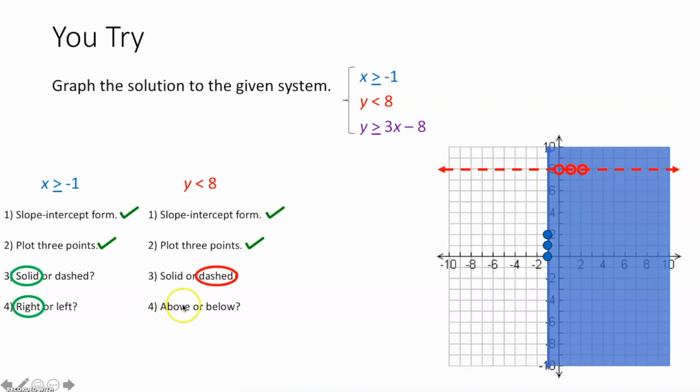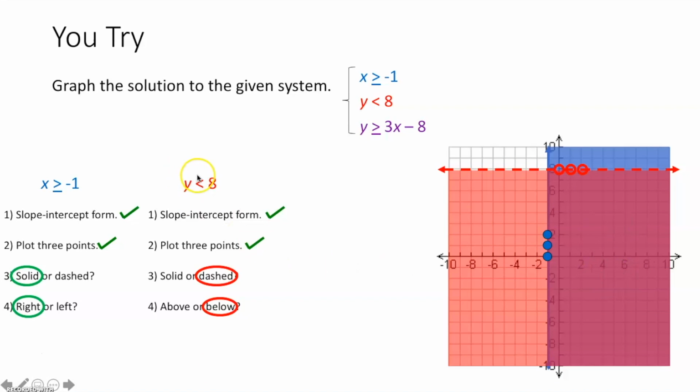Last but not least, do we shade above or below? Well, since we want all y values less than 8, we shade below this given line. Any point in this purple region would be a solution to either of these inequalities. However, our system has 3 linear inequalities, so we need to graph this one on our coordinate plane as well.